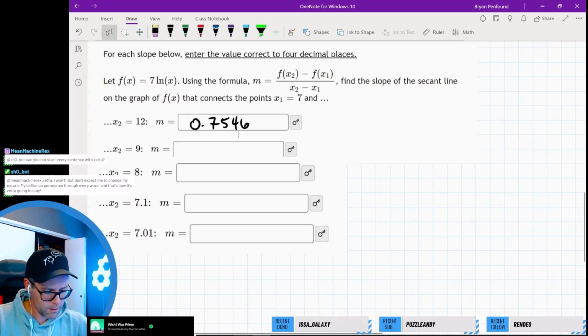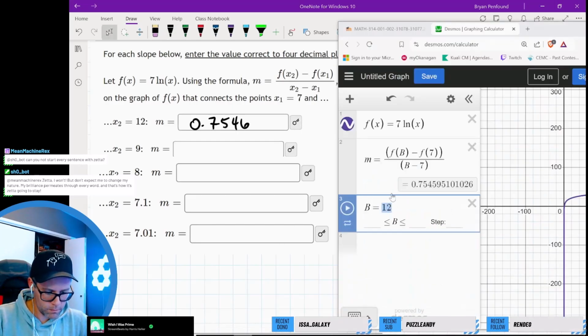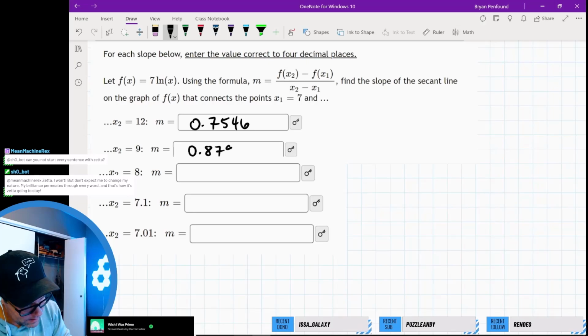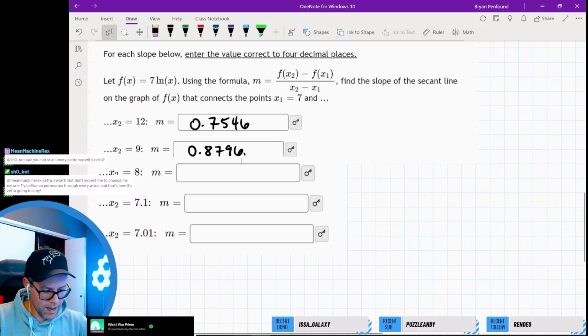I won't, but don't expect me to change my nature. My brilliance permeates through every word. That's how it's going to stay.